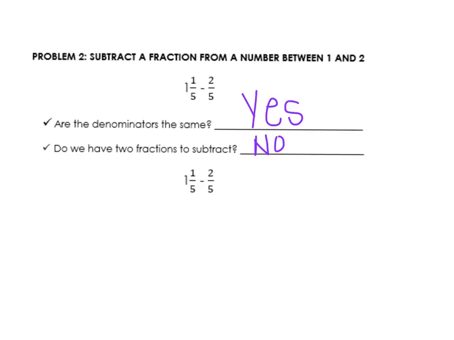In order to subtract these, we need to change the mixed number into an improper fraction. To do this, we know that the one whole is going to equal 5/5. Since the 1/5 is with the one whole, we need to add 5/5 and 1/5 together. So now we have 6/5.